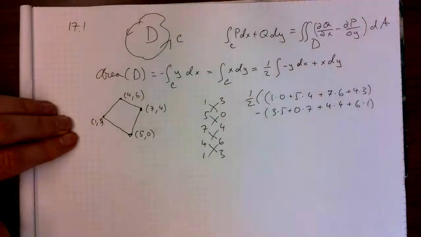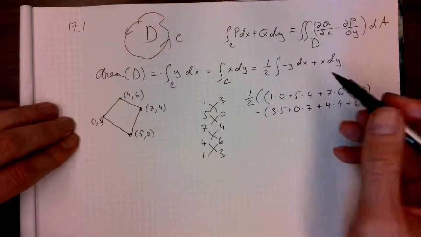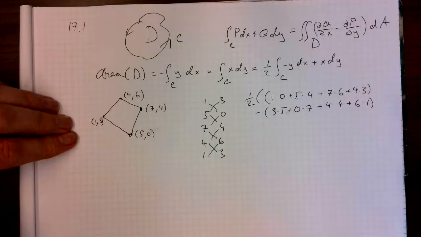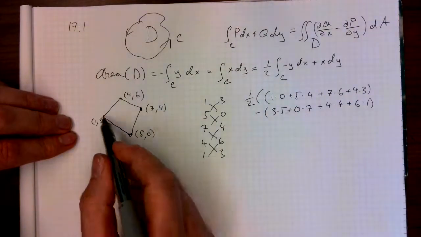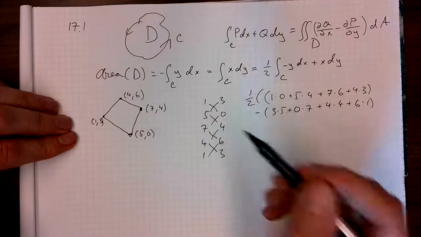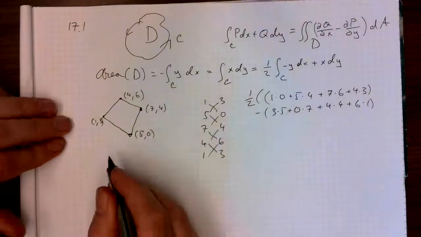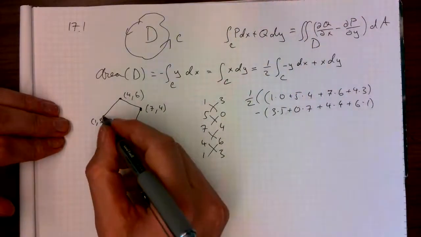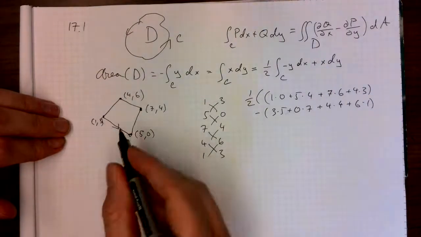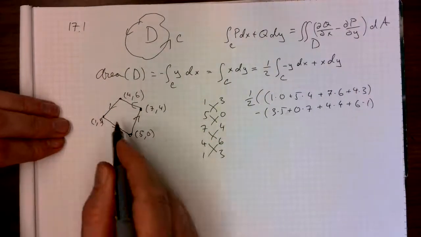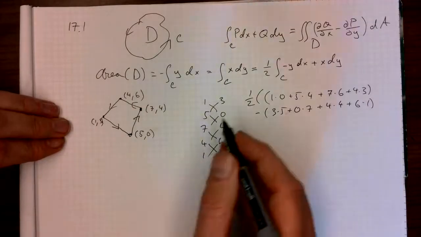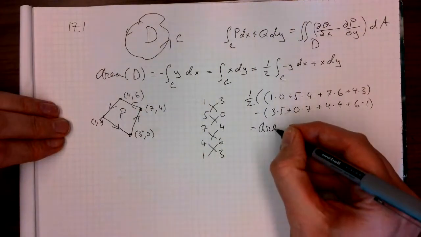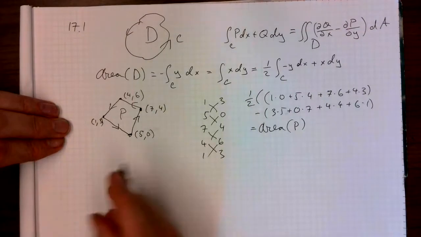Now, why does this work? Well, this is actually precisely this version of this formula. Each one of these additions is one of these lines. So let's look at the curve from here to here, going like this. This is the polygon P, and this is the area of P. This is the shoelace formula.